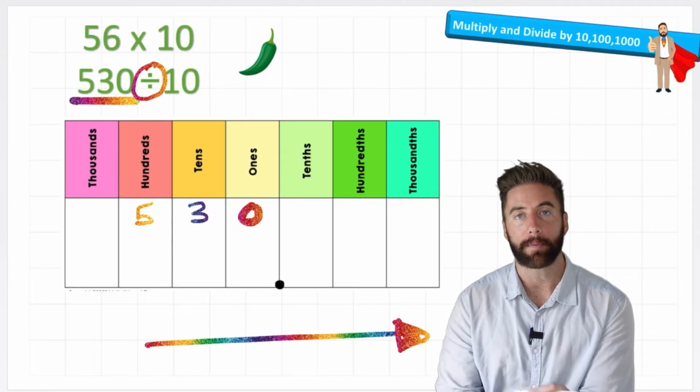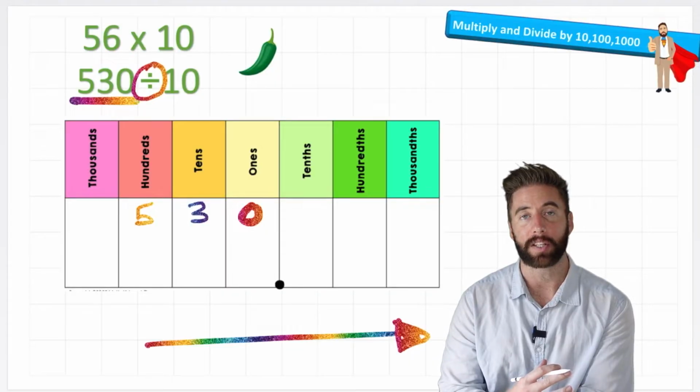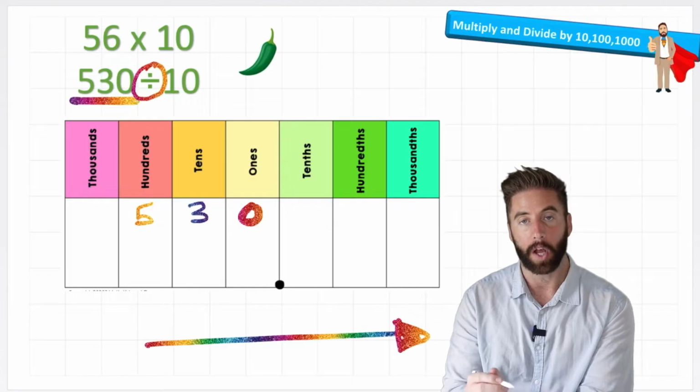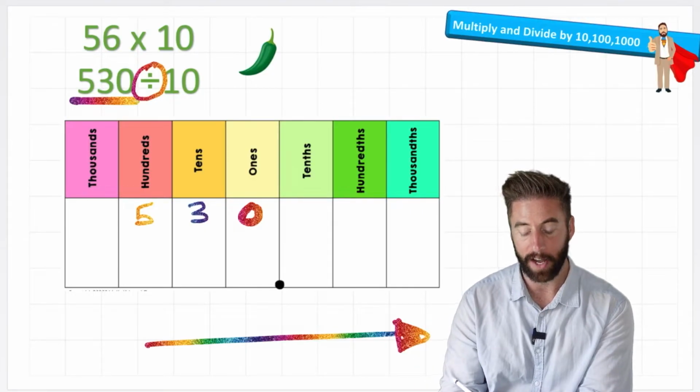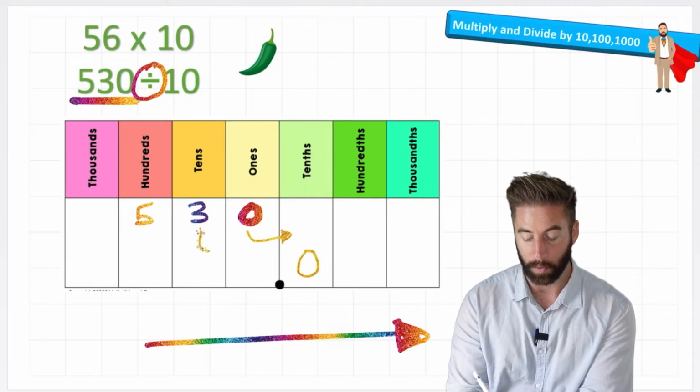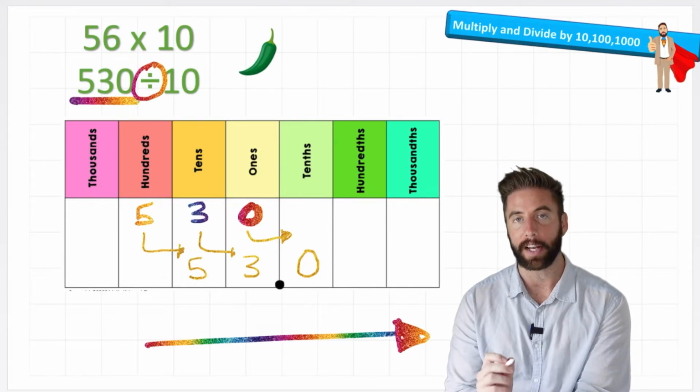And if I'm dividing it by 10, what I'm actually doing to this number is making it 10 times smaller. So here we go. I'm just going to move them one place to the right this time. So now this 0 will come into this column, into the tenths. The 3 will go into the ones column. The 5 will go into the tens column, and I'm nearly finished.